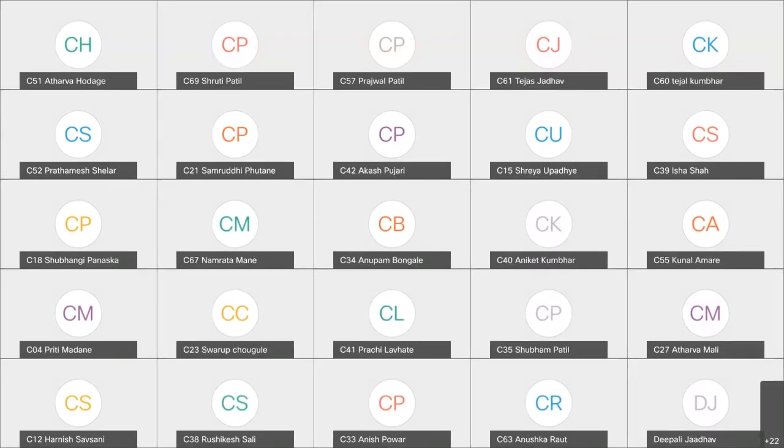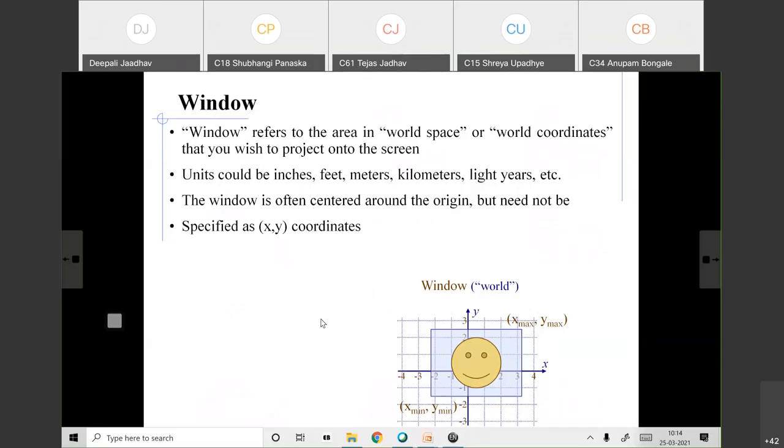Windowing and viewporting. First we are going to see what is meant by window and what is meant by viewport. A window refers to the area in the world space or world coordinates that you wish to project onto the screen. This entire screen we can call one of the windows. Units could be inches, feet, meters, kilometers, light years, etc.